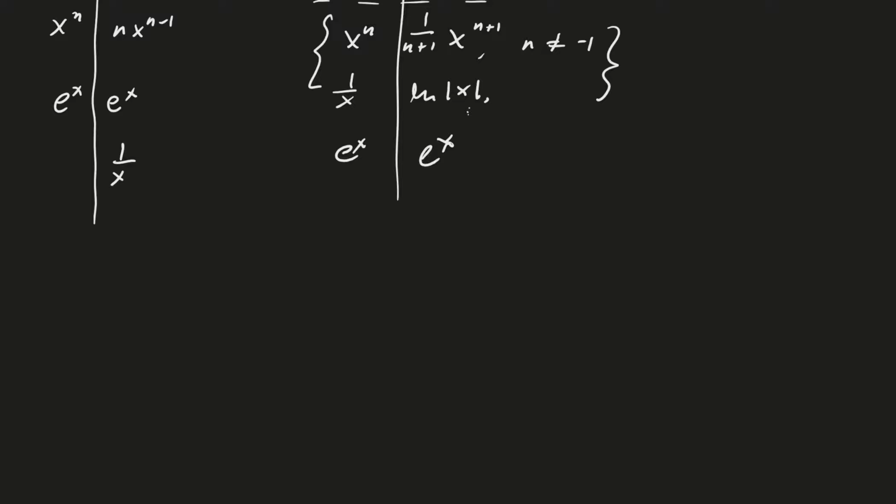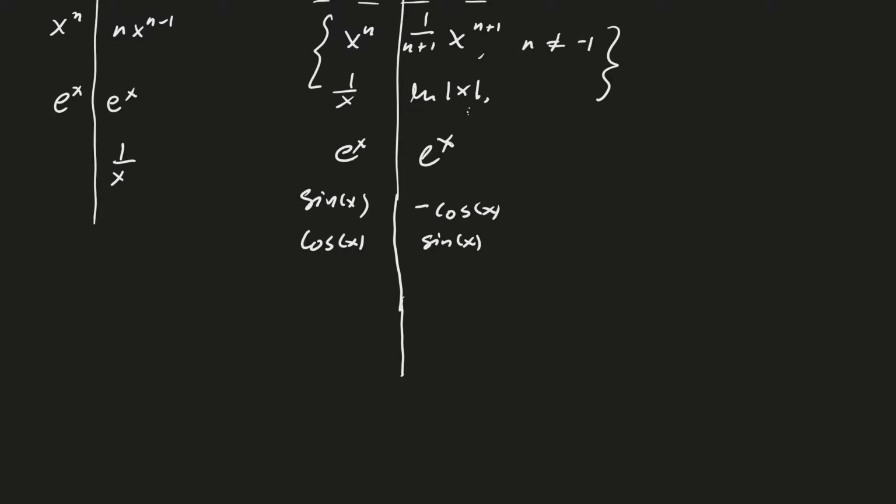What else do we have? The trig functions. So we have sine of x, cosine of x. The antiderivative of sine is going to be minus cosine of x, because the derivative of cosine is negative sine. And then the antiderivative of cosine will just be the sine of x. Now I'm going to put tangent in the column here later on.